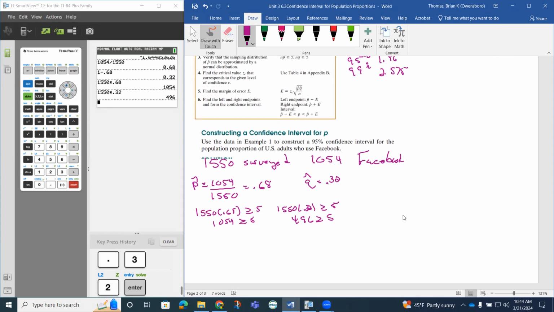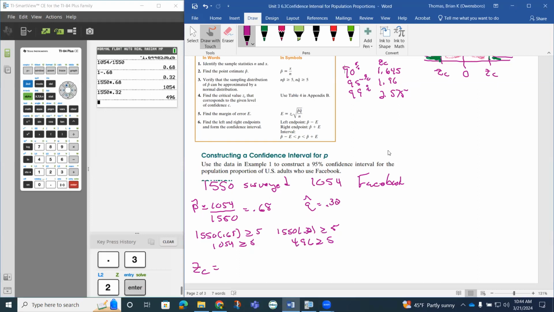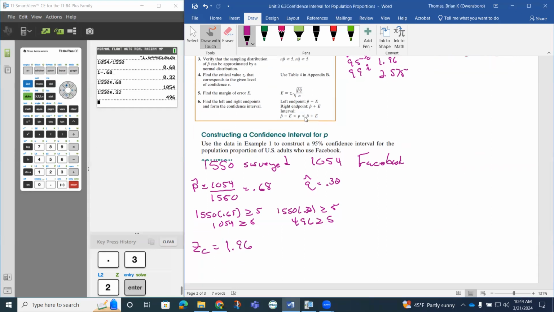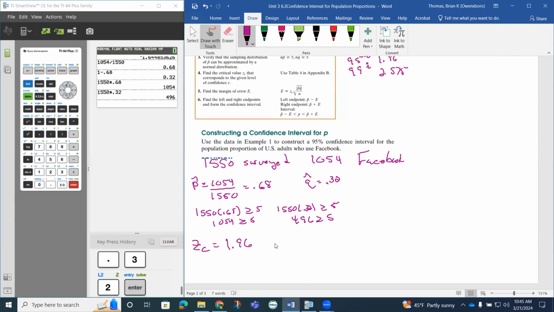So since the confidence level is 95%, we know that our critical value z at 95% is going to be this 1.96. So we don't have to go look that up. From there, we can find our margin of error. It's going to be this formula: 1.96 multiplied by the square root of p hat, which is 0.68, times q hat, which is 0.32, divided by the sample size, which is n.